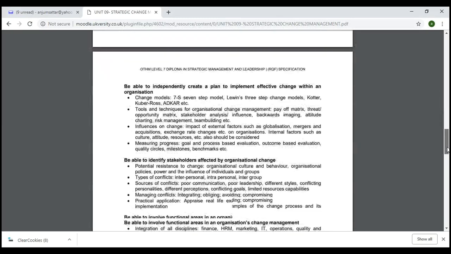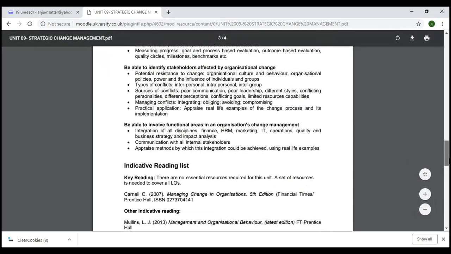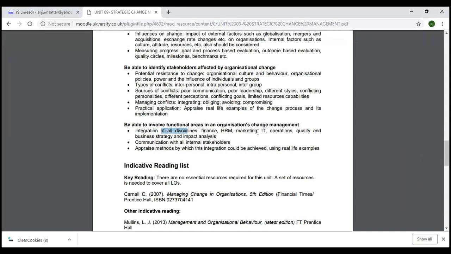So we need to look at an integrated plan. It's a training plan. We need to look at LO5, the integration of all disciplines: finance, HRM, marketing, IT, operations, quality, business strategies, and impact analysis. We need to look at the change we bring, and the purpose of the change was to reduce the cost, improve the efficiency, and improve customer satisfaction.